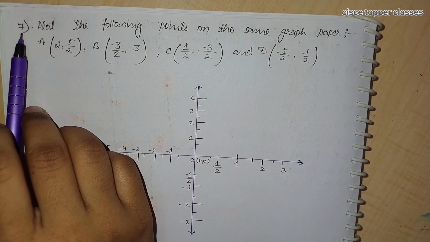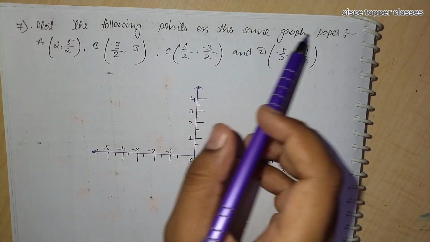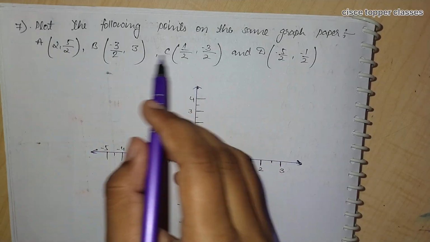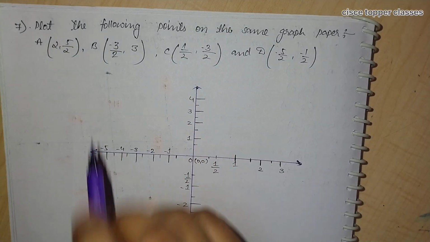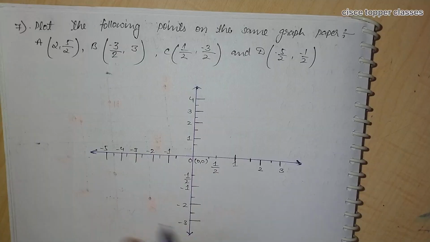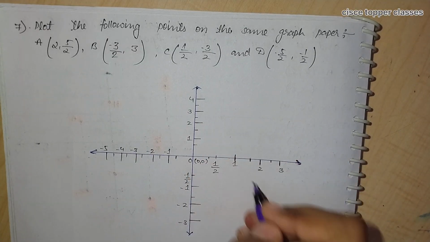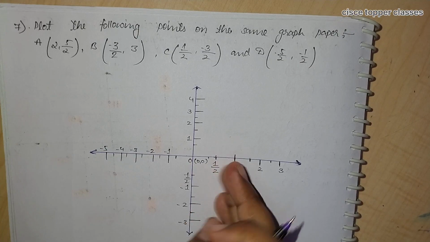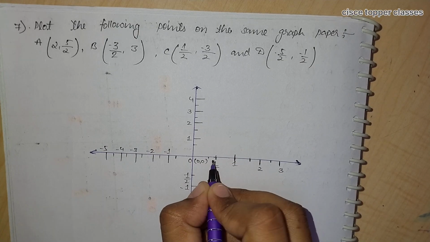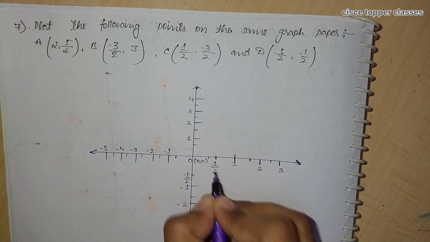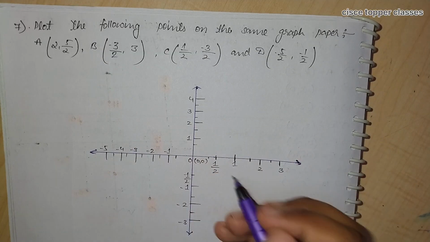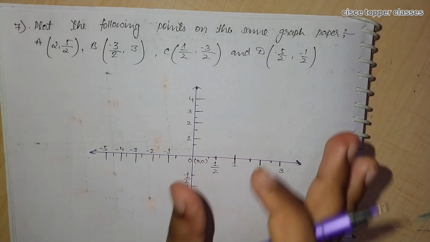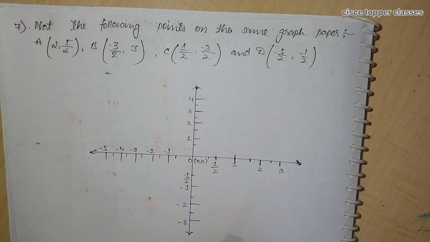Let us solve question number 7. We have to plot the following points on the same graph paper A, B, C, D here. So here halves are given in the coordinates. So we can divide this whole graph in half parts in such a way that we get the halves in a very clear way. So here I have let between 1 and 0 as half. So in all the points we have clearly marked half. So from that we can plot the points here.